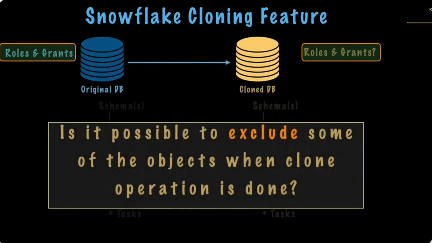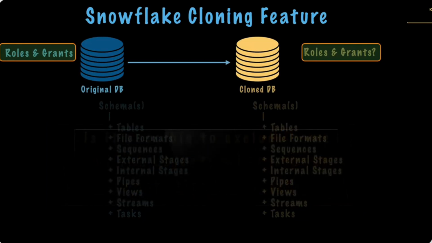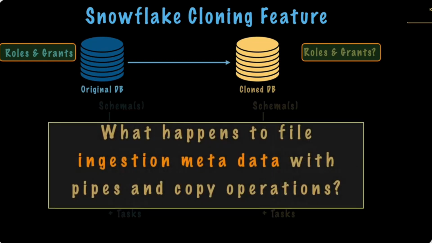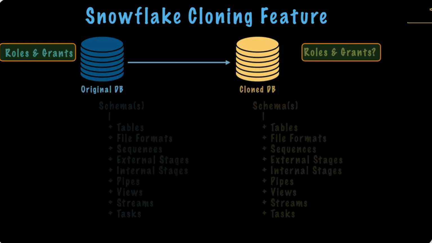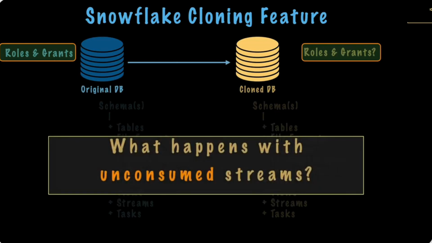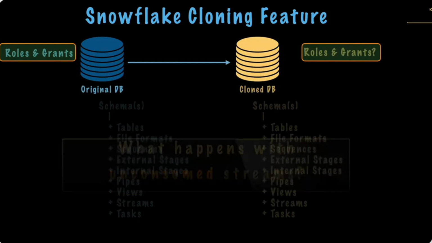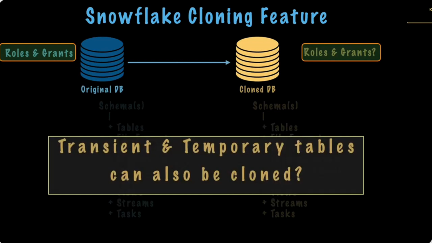And you can think of many questions like, is it possible to exclude some of the objects while cloning is done at database or schema level? What happens to the file ingestion metadata with pipe and other copy commands? What happens with unconsumed stream data? Another question that arises is, can the transient and temporary tables also be cloned?